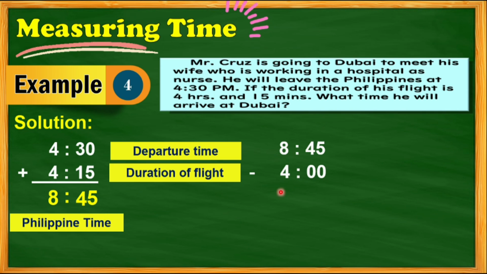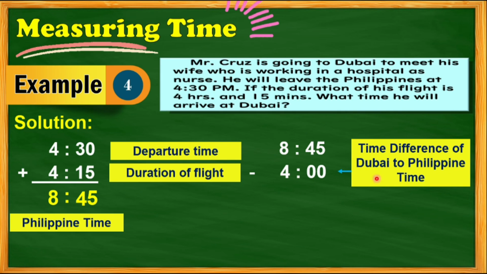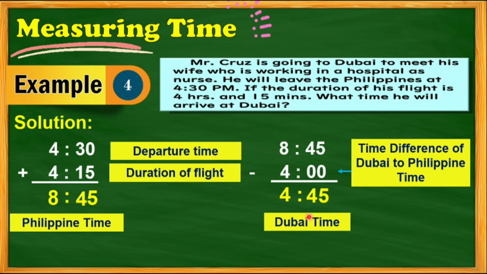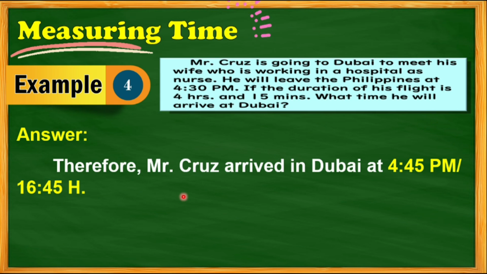Then subtract 4 hours. Why is that 4 hours? Because this would be the time difference of Dubai to Philippines. So 5 minus 0, the answer is 5. 4 minus 0, the answer is 4. Colon. 8 minus 4. The answer is 4. So the time in Dubai is 4:45 p.m. Okay, so therefore Mr. Cruz arrived in Dubai at 4:45 p.m. or 16 hours and 45 minutes.